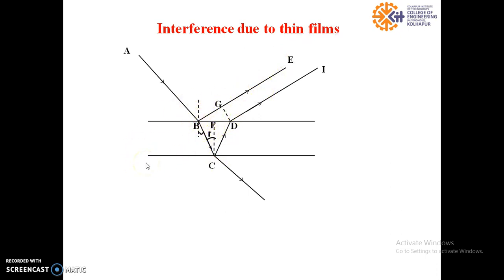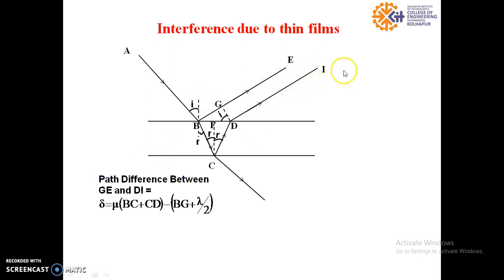So the total path difference between GE and DI is BC plus CD minus BG. But here, while taking BC plus CD, we have to consider the refractive index of the thin film. So it is mu into BC plus CD minus BG. BG we have taken as it is because the refractive index of air is 1.